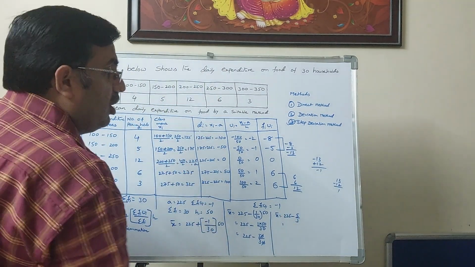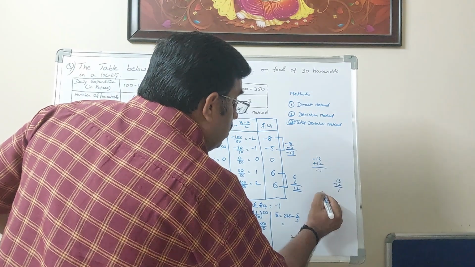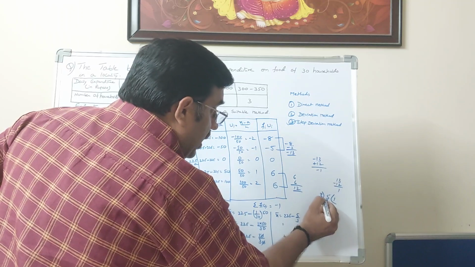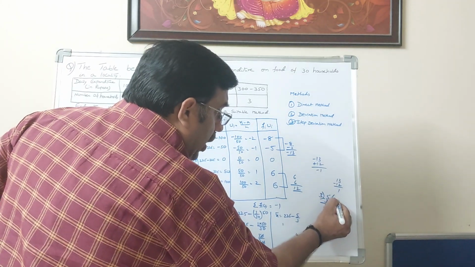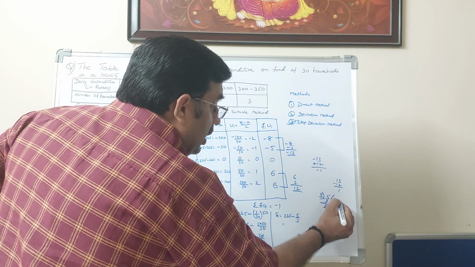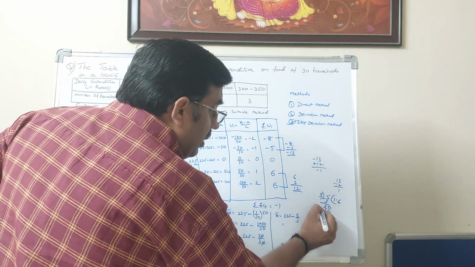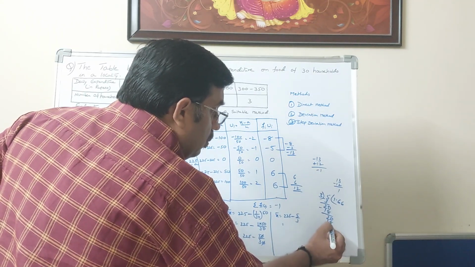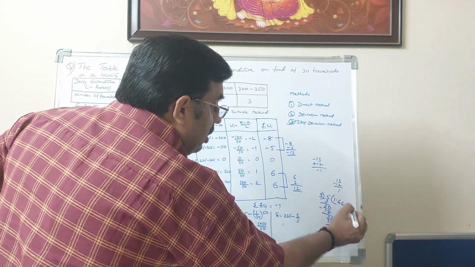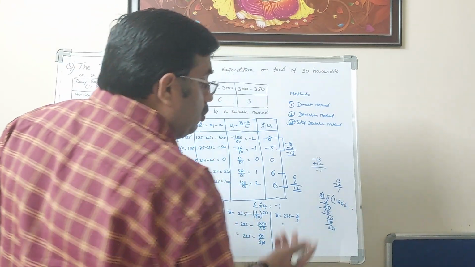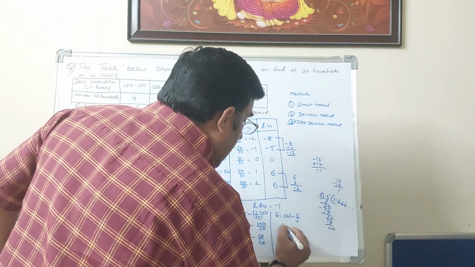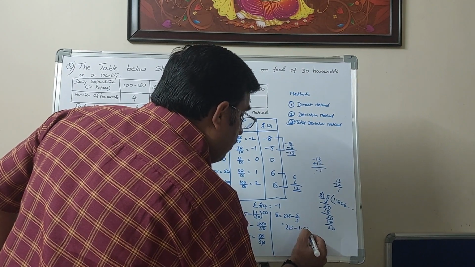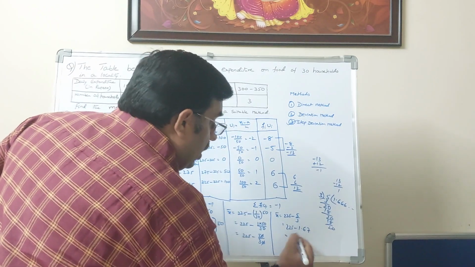Now divide 5 by 3. 3 1s are 3, 5 minus 3 is 2. 3 6s are 18, 20 minus 18 is 2. You will get it like this continuously. If you take 2 decimals, you can approximately take it as 225 minus 1.67. I am taking 2 decimals only.